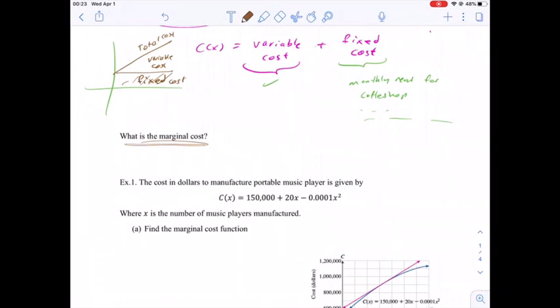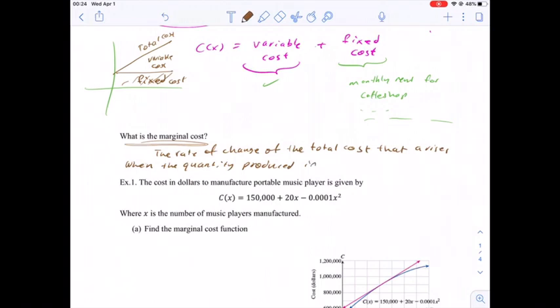Now, what is a marginal cost? By marginal cost, we mean the rate of change. That means we can talk about the derivative if we are talking about rate of change. So the rate of change of the total cost that arises when the quantity produced is incremented by 1 unit, and this is very important, incremented by 1 unit.